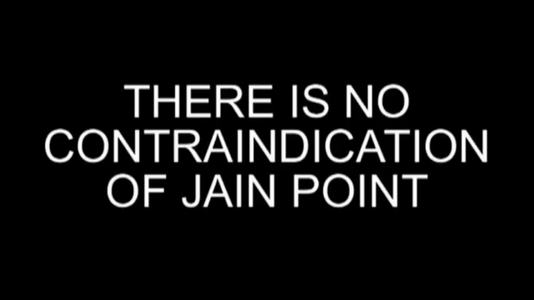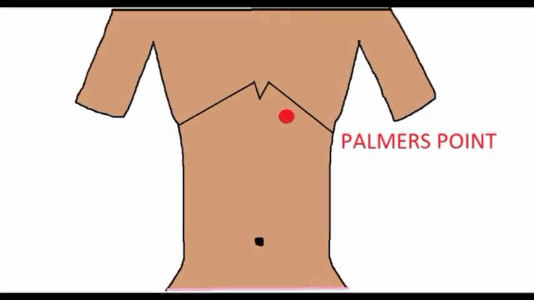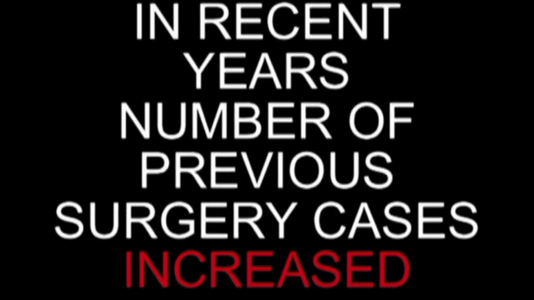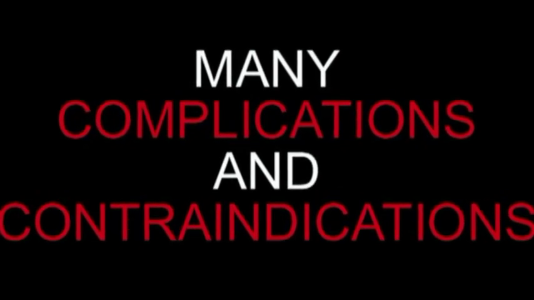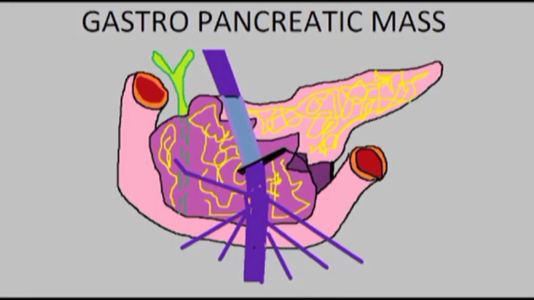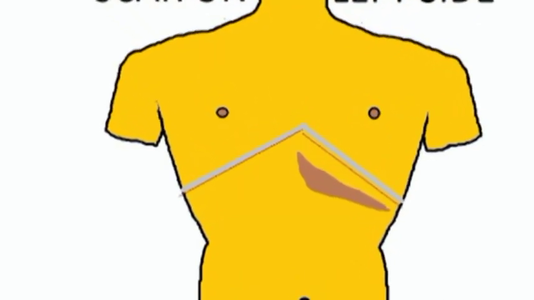The Jain port is found safe in this study. There is no contraindication of Jain point and the risk is only 0.04%. The only limitation of this study is the fact that it is retrospective in nature. Palmer port has enjoyed many years of use worldwide by all endoscopic surgeons, but in recent years, number of previous surgeries increased and many complications of Palmer's point entry and many contraindications emerged. For example, hepatosplenomegaly, portal hypertension, gastropancreatic mass, huge gynecological masses, scar on the left side, as in cases of splenectomy or gastric surgery.